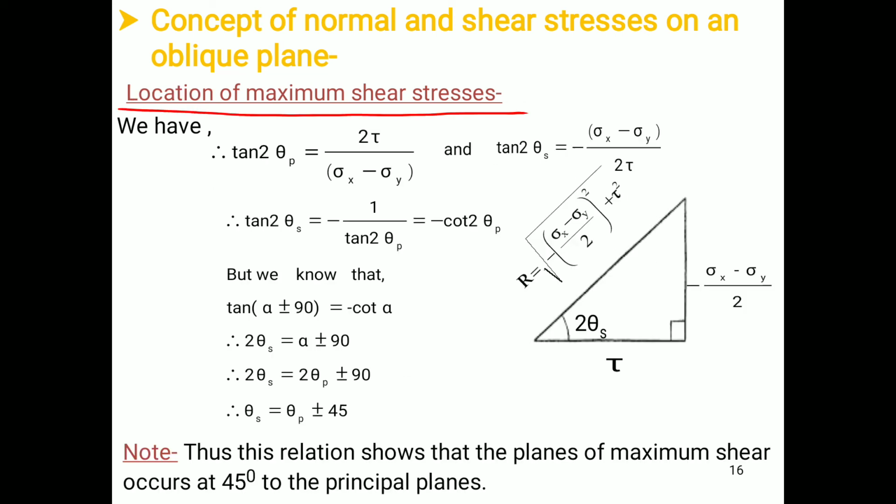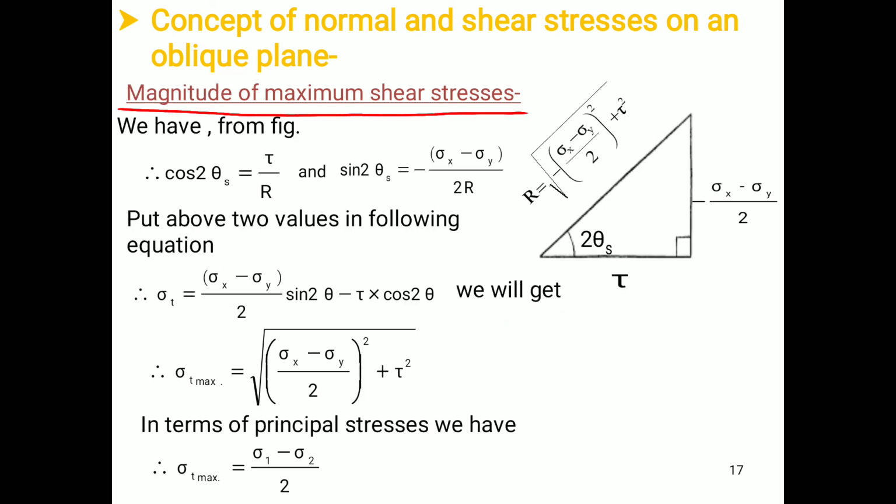The same diagram that we considered earlier, we are going to consider here. From this diagram we have cos of 2 theta s equal to tau upon r, that is adjacent upon hypotenuse, and sin of 2 theta s is equal to minus sigma x minus sigma y by twice r. In this manner we have found two values, cos and sin, and those values we are going to put into the equation of sigma t.